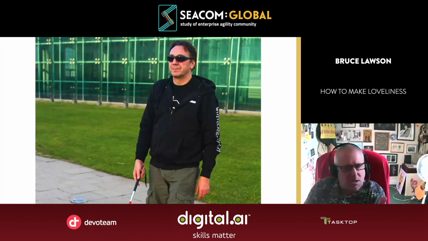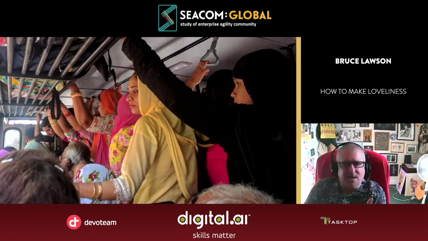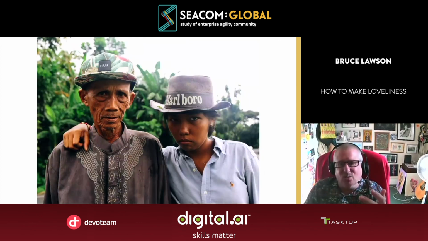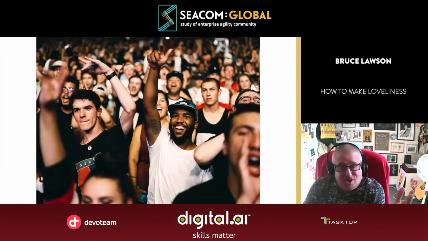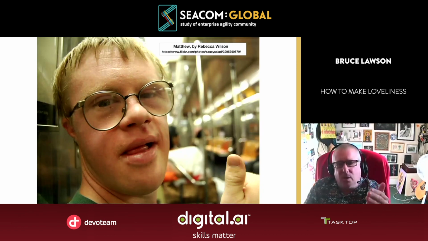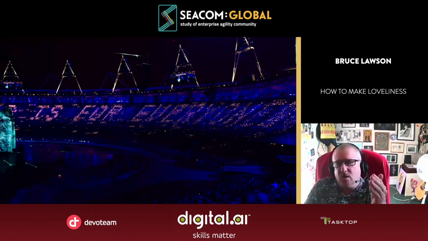We're this blind chap in Toronto. We're these ladies I met on a bus in Bangladesh. We're this lady in a wheelchair on the pavement in Taiwan. We are this farmer and his granddaughter I photographed in Cambodia. And we're also these guys at a rock concert or a football match. And we're these ladies on the beach in India. And we're this chap on the metro in New York. This is who the web is for. As Sir Uncle Timbo said, this is for everyone.